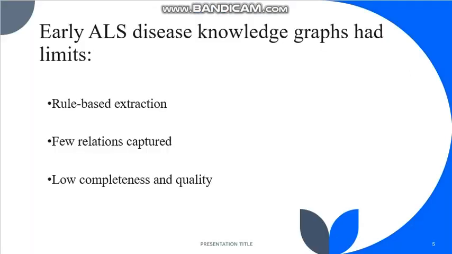For the related works, past efforts to construct an ALS knowledge graph achieved limited success. Rule-based approaches extracted few entities and relations, resulting in incomplete and inaccurate graph representation. Additionally, the absence of domain expertise to validate extracted literature insight further compromised quality.